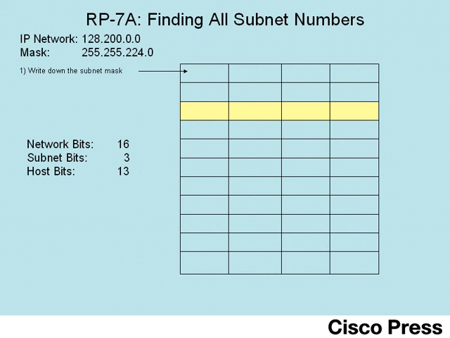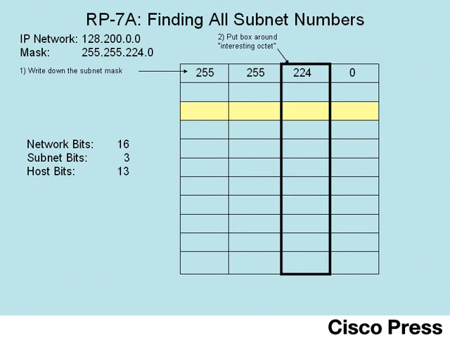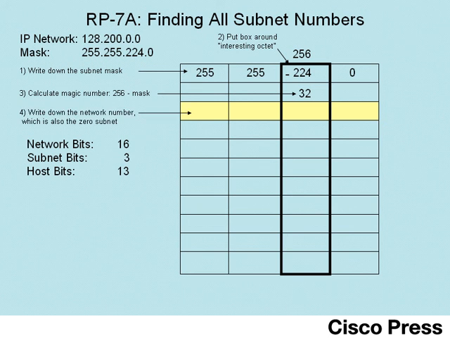Taking a look at the first 4 steps, first we see that we simply copy down the mask into the top row of a table. Then at step 2, we put a box around the interesting octet. Once again, that's the octet in which the mask is not a 0, nor is it a 255. At step 3, you calculate the magic number. The magic number is 256 minus the value of the mask in the interesting octet. In this case, 256 minus 224, or 32. Finally, at step 4, you just write down the classful network number, which is also the exact same value as the 0 subnet.